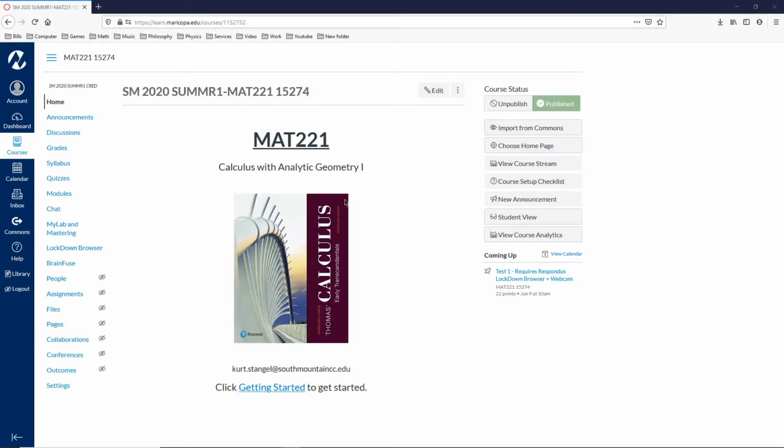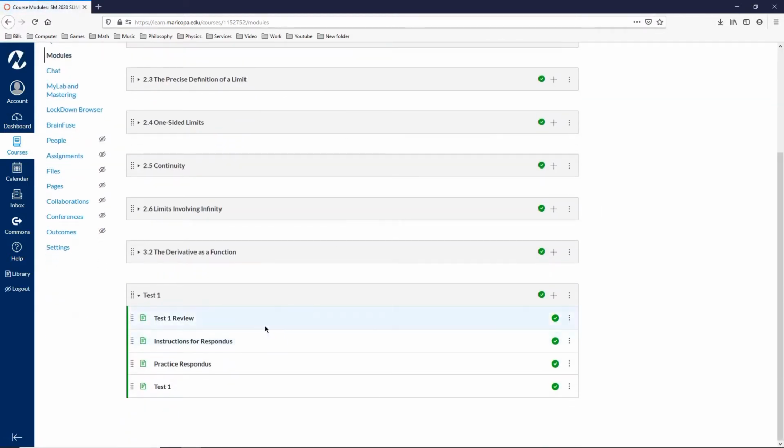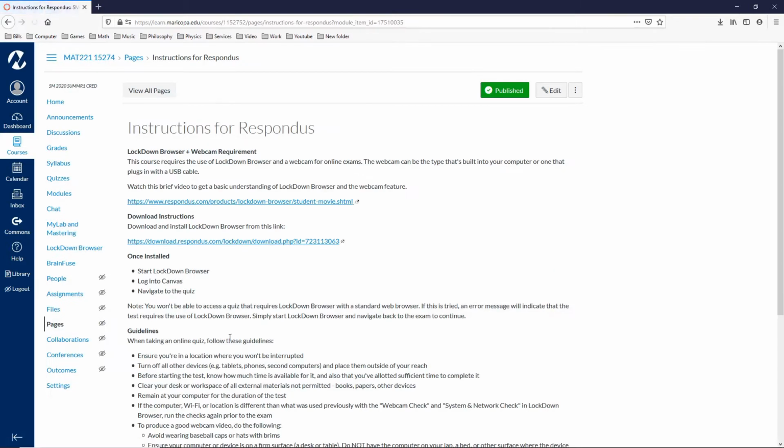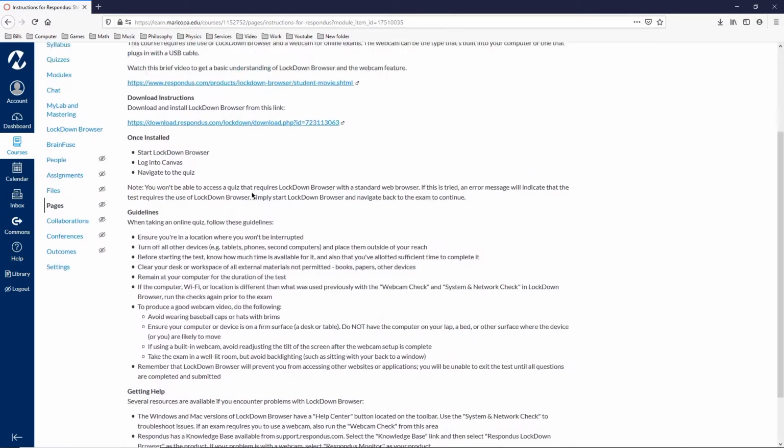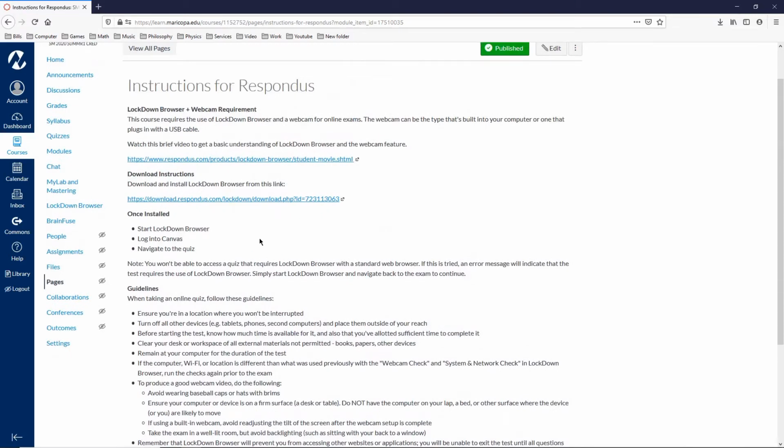So with the test, I want to first talk about Respondus, and you can find that information in modules. And down here with instructions for Respondus, just click that. And this is straight from them. And the main link here is this second one. This is where you can download the browser and install it. And they have a setup that you go through to help get everything working.